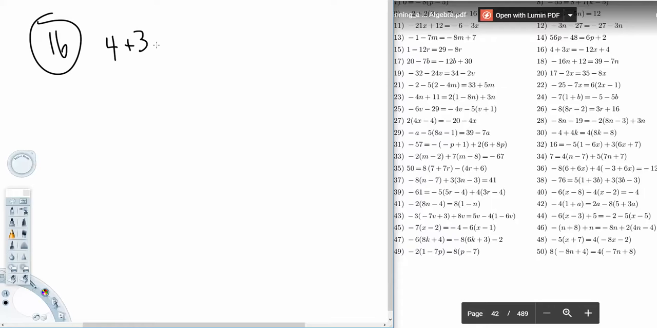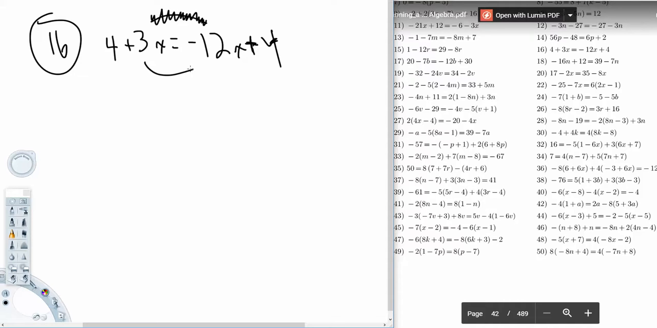4 plus 3x equals minus 12x plus 4. Okie dokie, let's take a look at this. The minus 12 is the smaller variable, so we'll put it on the other side. You don't have to do this. The book says you should do it. You know what? F this. We're not doing it that way.